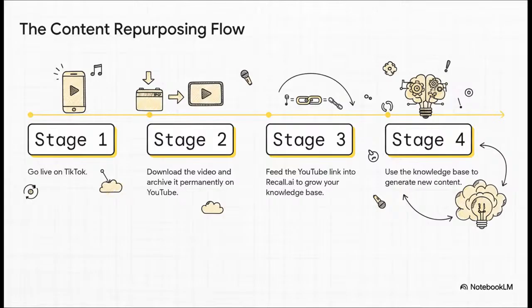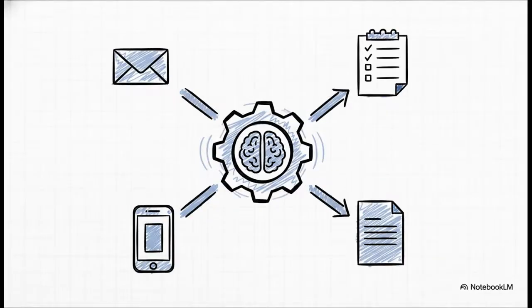This is the flywheel. It all starts with one single live show. You archive that show on YouTube, making it a permanent asset. Then you feed that asset into your AI brain, Recall.ai. And here's where the magic happens. You then use your own knowledge base to spark fresh ideas for your next broadcast. And the whole cycle just begins again. It literally feeds itself. And the output from that one live show is just incredible.